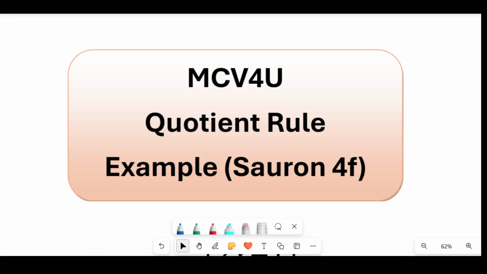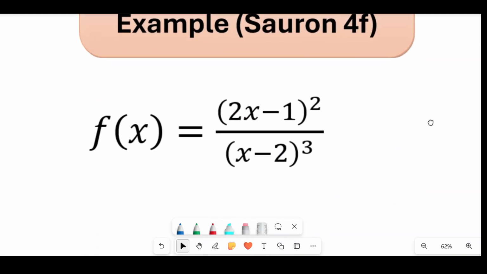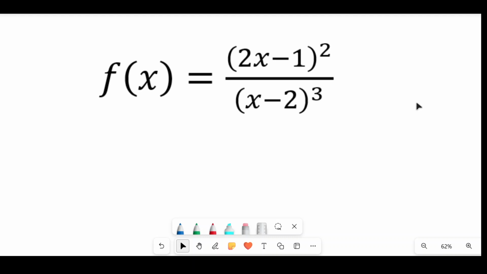In this video, I'm going to do an example of a quotient rule derivative question. This is coming from the worksheet titled Sauron, question 4F. And here is the function that we're going to take the derivative of.